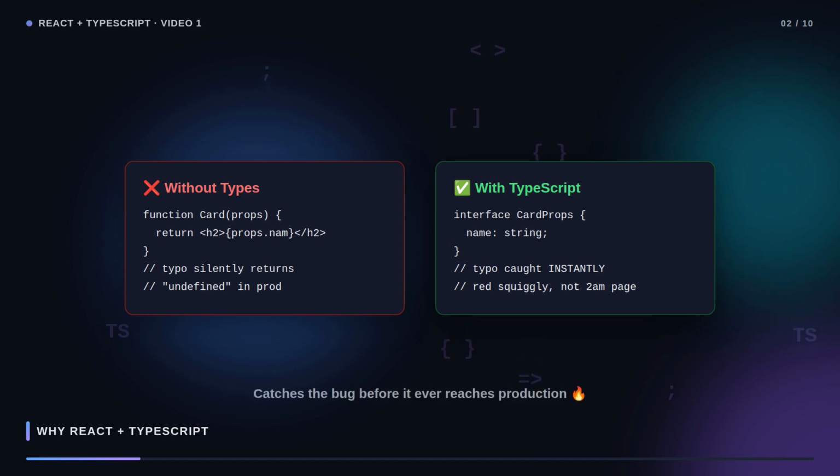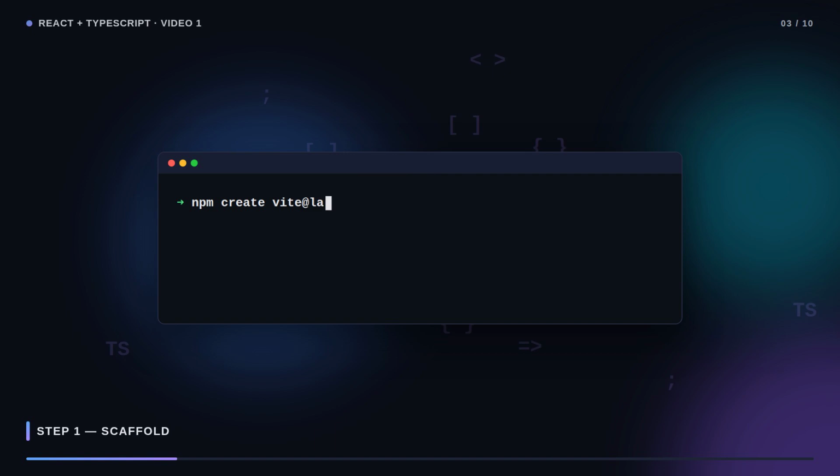Step 1. Scaffold with Vite. npm create vite@latest my-app -- --template react-ts, npm install, npm run dev. Narration: We're using Vite because it's fast and the React TS template gives us TypeScript pre-configured, no manual setup needed.